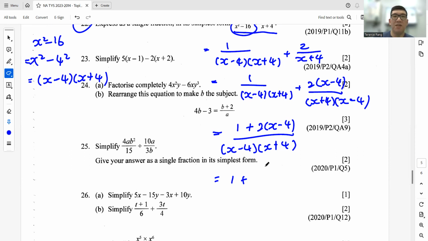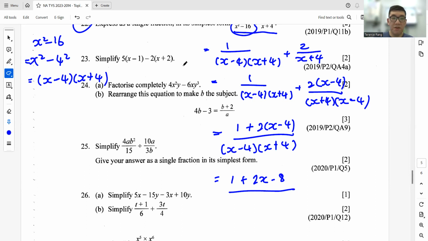The issue is you tend to have careless mistakes, so my advice for you is to do it step by step. I'm breaking this down into a lot of steps so that you can see how it works and reduce your careless mistakes. This is the moment where you expand the brackets at the top: 1 plus 2x minus 8.